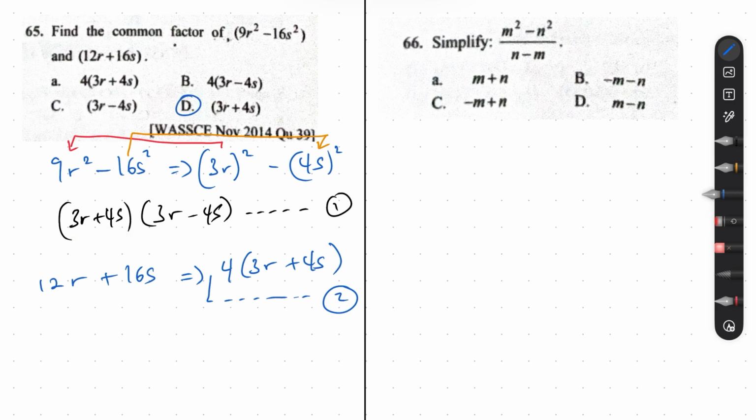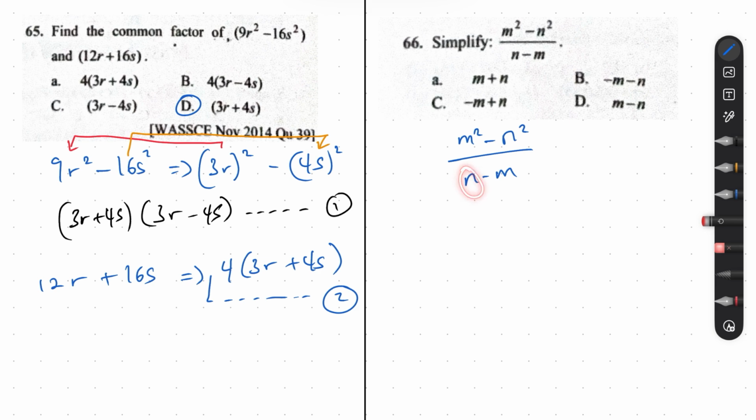Cool. Let's move on to question number 66. It says simplify this. Okay, so now let's write it. We have m squared minus n squared all over n minus m. Cool. Now at a glance you can see that this looks like a difference of two squares. In the difference of two squares, the m term comes first, but when you look at the bottom, the term that can lead to a positive cancellation to simplify starts with n.